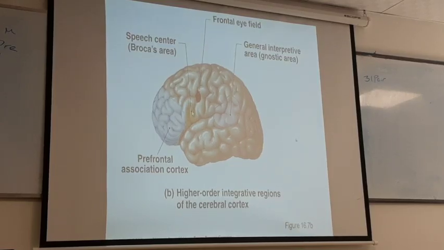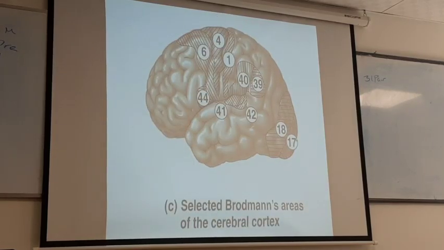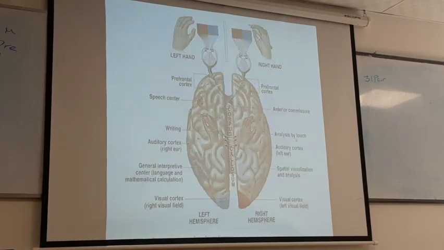Yes, this is named Broca. Broca. This region is Broca's area for speech. This is named by Brodmann. Brodmann is the name of the scientist who numbered the regions 1, 2, 3 across the whole brain. You see this, this is the structure.